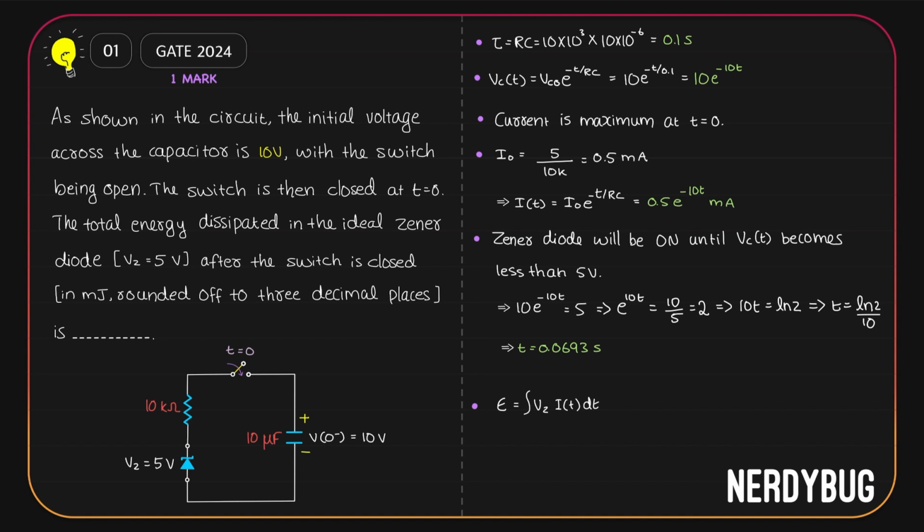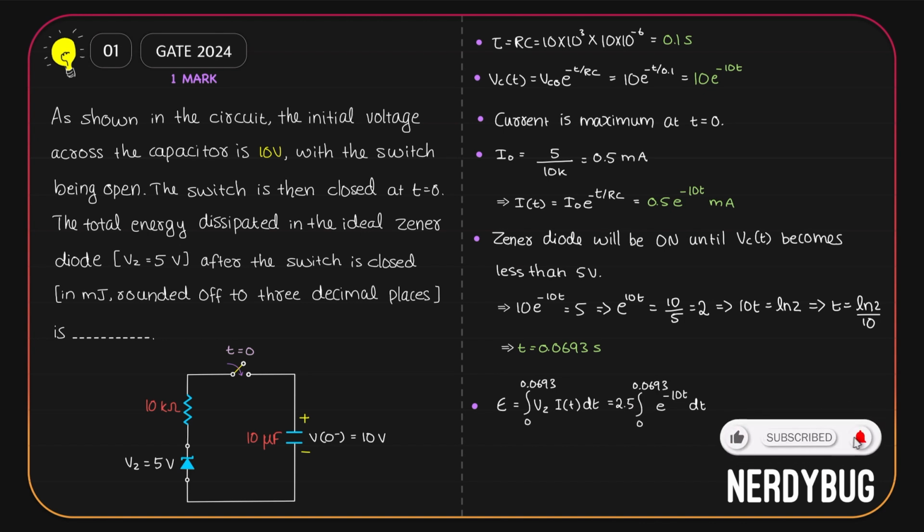Here the variable with respect to which we are doing the integration is t, and time takes value from 0 up to 0.0693 seconds. Because after that the diode is off, no current is flowing in the circuit and there is no energy dissipation. Now current as a function of time is 0.5 e to the power minus 10t. Let us write it that way. We have 5 multiplied by 0.5, it is 2.5. 2.5 is a constant, so let us take it out of the integration.